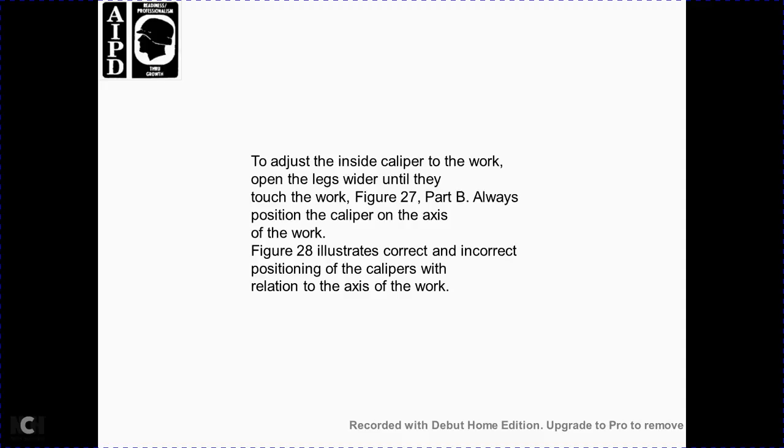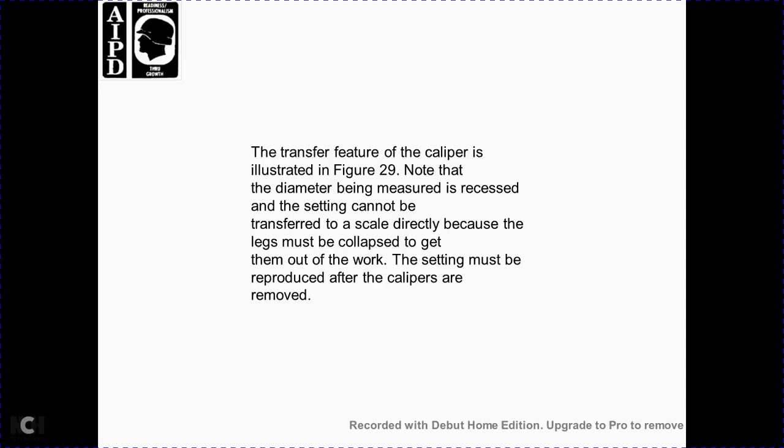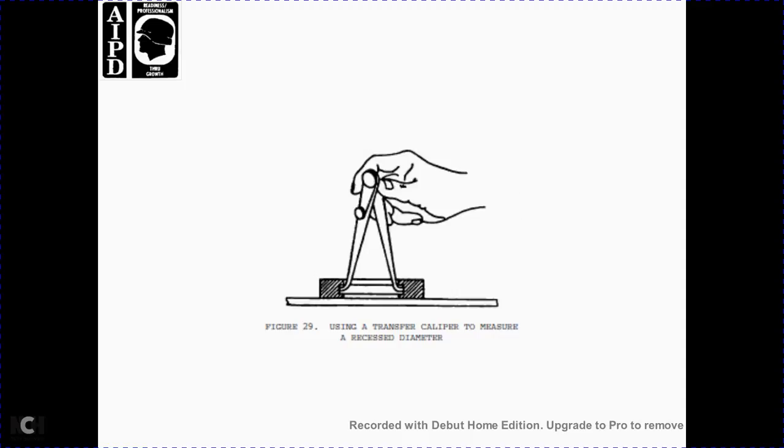Figure 28 illustrates the correct and incorrect position of the caliper in relation to the axis of the work. Figure 28 shows the correct position of the inside calipers, keeping the calipers on axis, both correct and incorrect. The transfer feature of the caliper is illustrated in Figure 29. Note the diameter being measured is reset for the setting, but it cannot be transferred to the scale directly because of the legs. The legs must be collapsed to get them out of the work setting, and they must be reproduced after the calipers are removed. Figure 29 shows using the transfer to the bench for the recessed diameter.